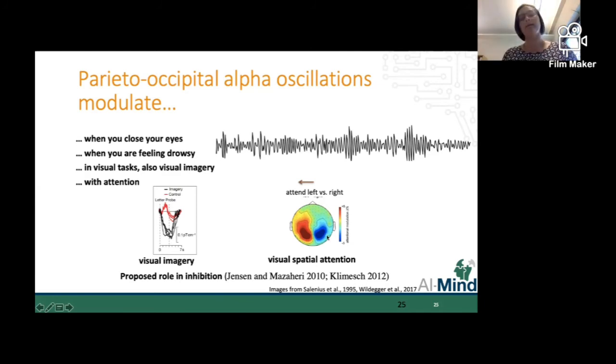And these types of modulations have led to a suggestion that alpha is related to inhibition, because there is stronger alpha when you're not doing anything visual, and the alpha activation is decreased when you're actually performing a visual task.